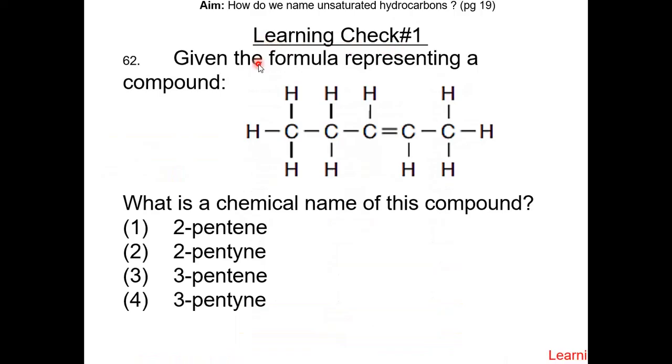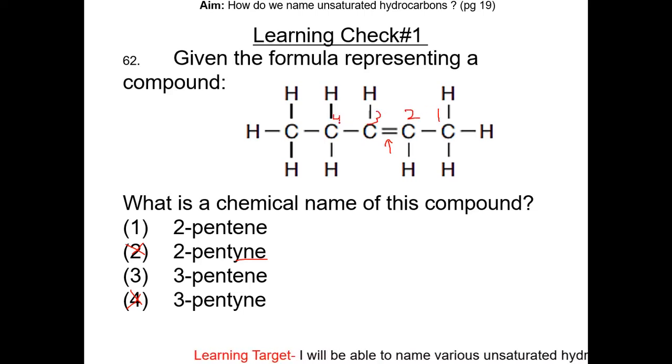Learning check number 1: given the formula representing a compound, what is the chemical name of this compound? Pause the video, resume when completed. The parent chain is 5 carbons long, and there is a double bond. So the ending is -ene, so choice 2 and choice 4 are wrong because -yne means triple bond. Next, we number the carbons so that the carbons with the double bond have the lowest number possible. So the answer is choice 1, 2-pentene.